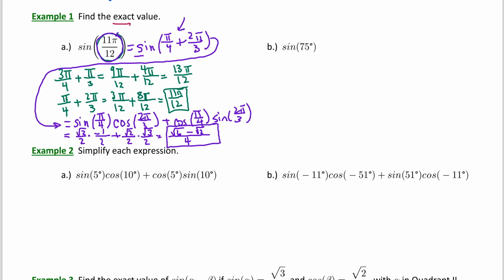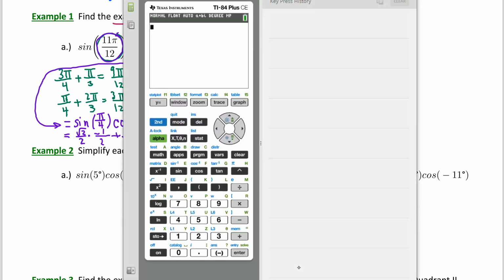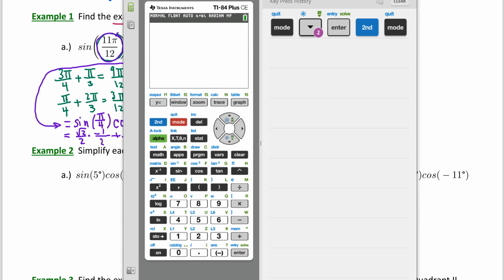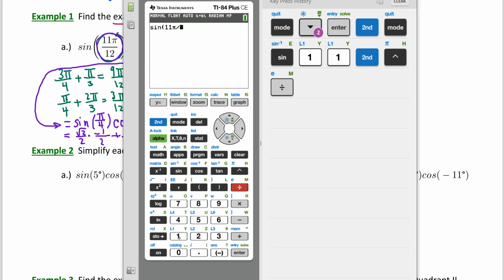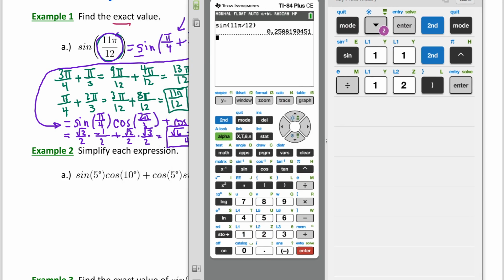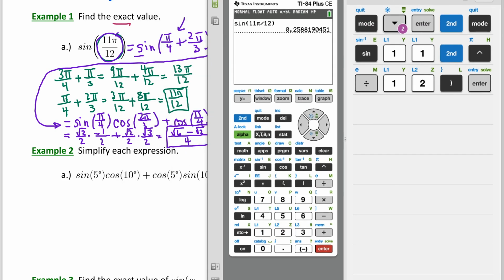Now that was a lot of calculations, a lot of potential for error. So I am going to go ahead and verify this with my calculator. First thing I want to do is make sure that I am in radian mode. So I'm going to make that switch. And then I'm going to evaluate the original problem. That's sine of 11 pi over 12. Now, I'm not really interested in the decimal output other than for comparison with the answer that we came up with. I want to make sure that our answer yields the same decimal approximation.